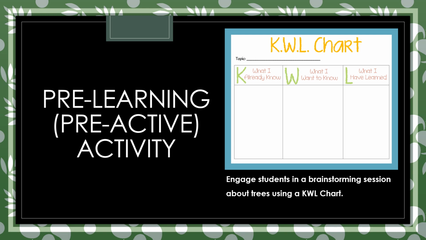For the pre-learning activity, I will engage students in a brainstorming session about trees using a KWL chart. As students share what they know and would like to find out, I will write their initials next to what they said. Knowing what my students already know about a theme and what interests them will help me see what information I need to include in the study and how to differentiate the instruction.